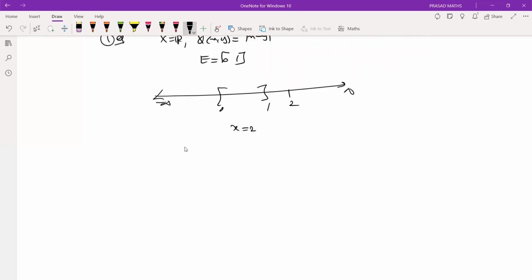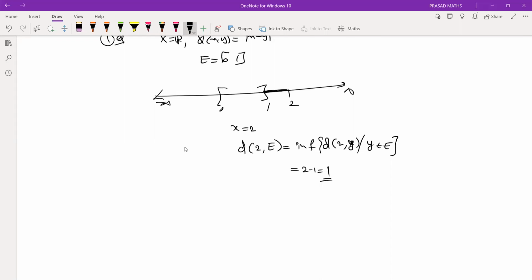x equals 2. So my question is, what is the distance between 2 and the set E? What is my definition? The infimum of all possible distances of 2 to all points of the set E. Right? Anybody? Yes, 1, because this is the least distance, the shortest distance, the minimum distance. So what is this? 2 minus 1, that is 1. Is it clear?